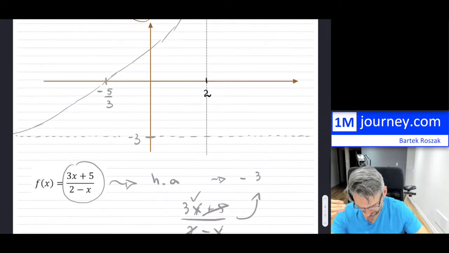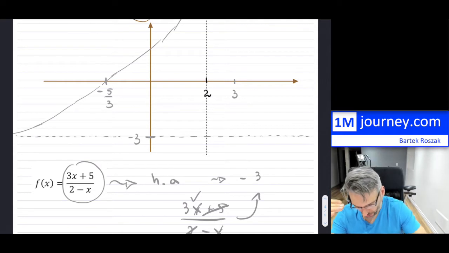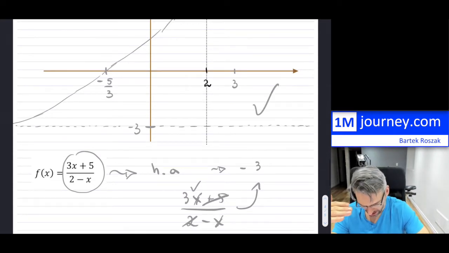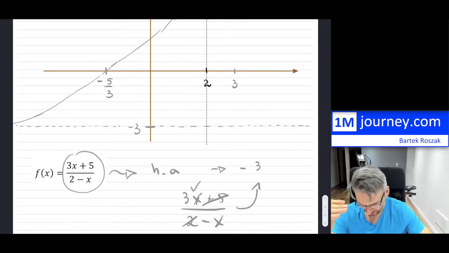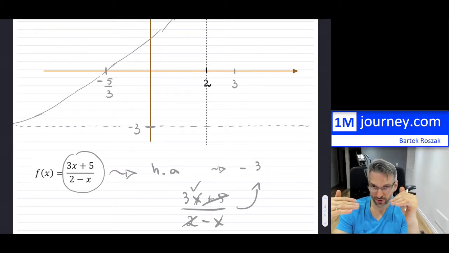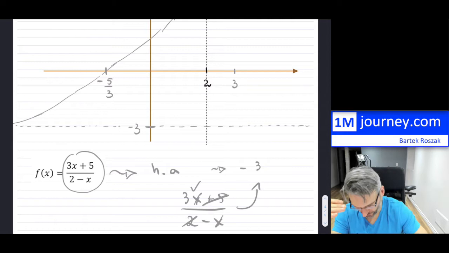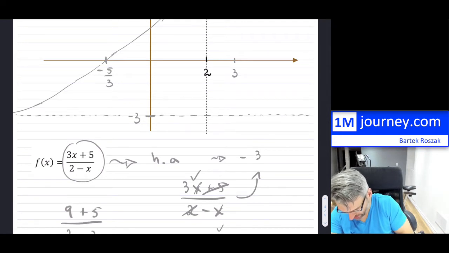And then let's take a look at this point. Let's say at 3, on which side is it? Is it on this side, or is it going to be on the bottom side? We'll try to do that. And then we can obviously get closer and closer to 2 and see how it's approaching it. But I first want to see what happens at 3. So at 3, it's going to be 9 plus 5 all over 2 minus 3.